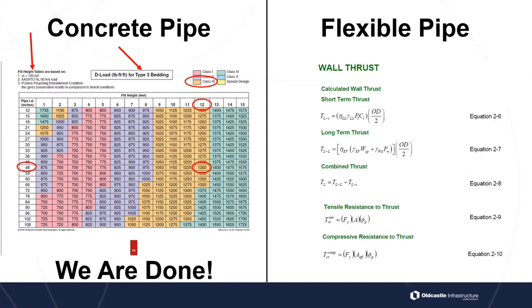Once we know the loads, we can use those loads to calculate wall thrust. Now, there are different wall thrusts that we need to calculate. There's first short-term thrust, as you see in equation 2-6. There's the long-term thrust, combined thrust. But then you also need to calculate, in equation 2-9, tensile resistance to thrust and your compressive resistance to thrust. So a lot of thrusting going on here, and those equations don't look super fun. Not the most fun thrusting equations you can have.